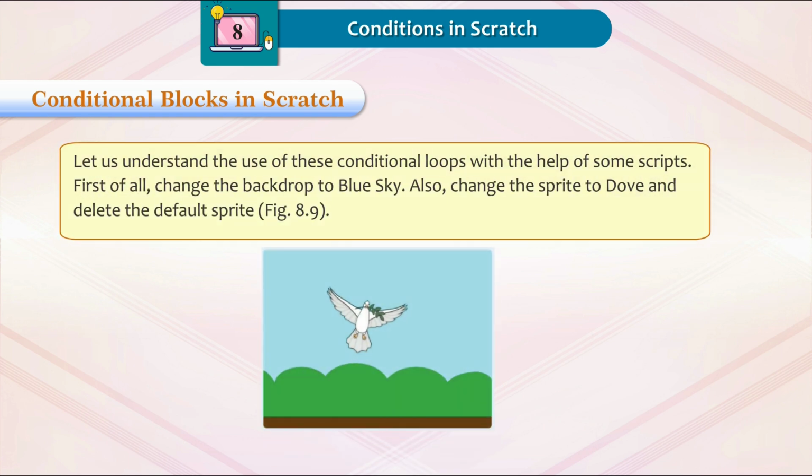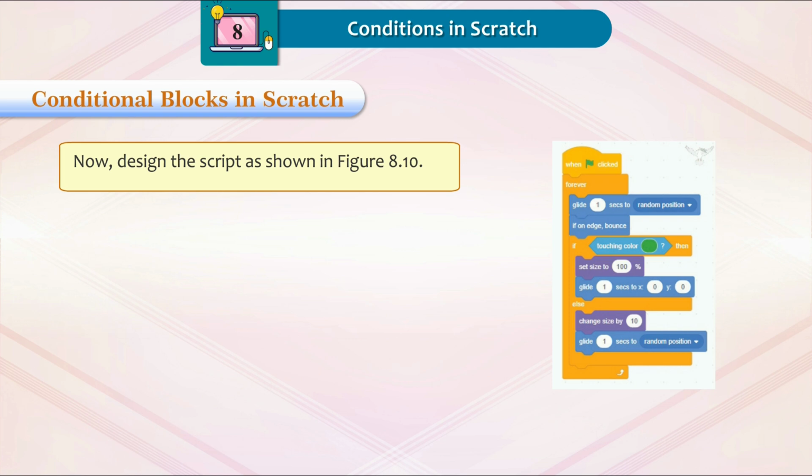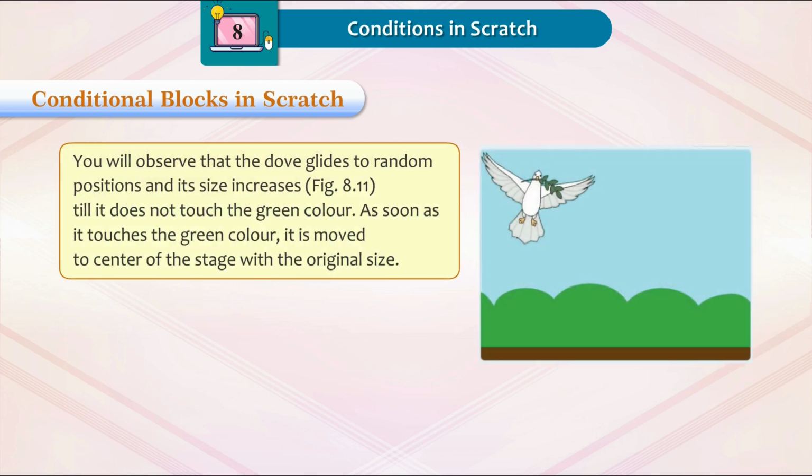Let us understand the use of these conditional loops with the help of some scripts. First of all, change the backdrop to Blue Sky. Also, change the sprite to Dove and delete the default sprite. Refer to figure 8.9. Now, design the script as shown in figure 8.10. You will observe that the dove glides to random positions and its size increases. Refer to figure 8.11. This continues till it does not touch the green color. As soon as it touches the green color, it is moved to the center of the stage with the original size.